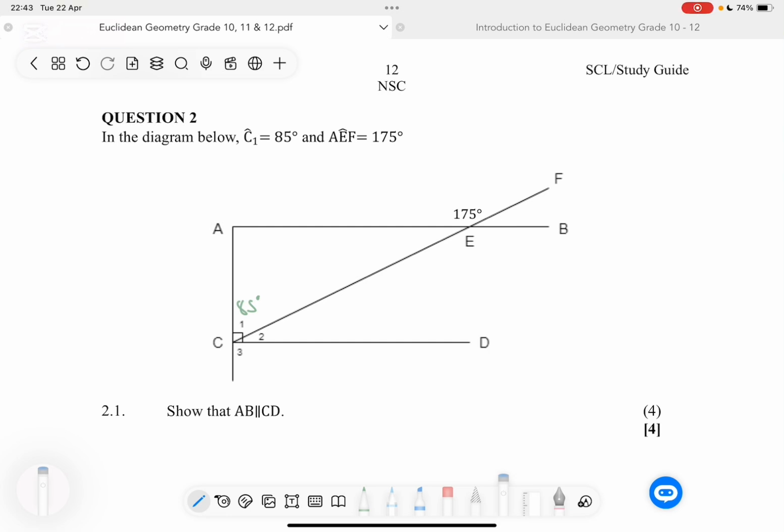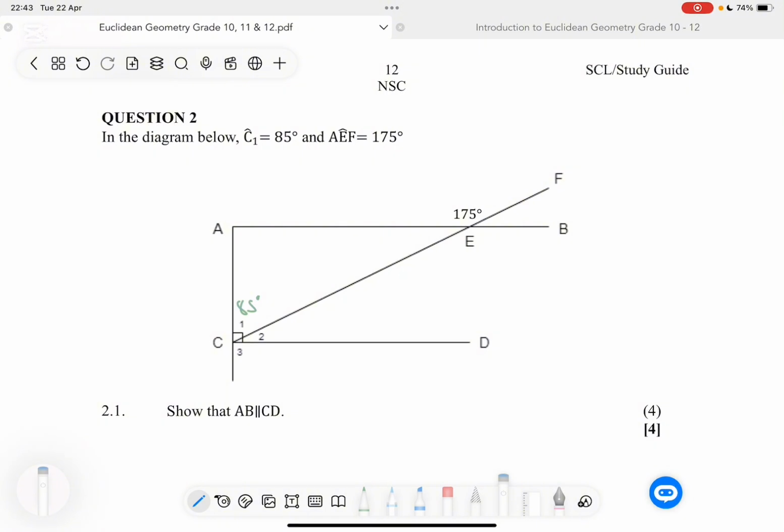Now, when I look at this diagram, I can see that I have a Z shape here. And on this Z shape, it means I have to prove that this angle here, which is angle AEC, is actually the same as angle C2. If I'm able to prove that these two angles are the same, then I can say that these two lines are parallel. AB is parallel to CD.